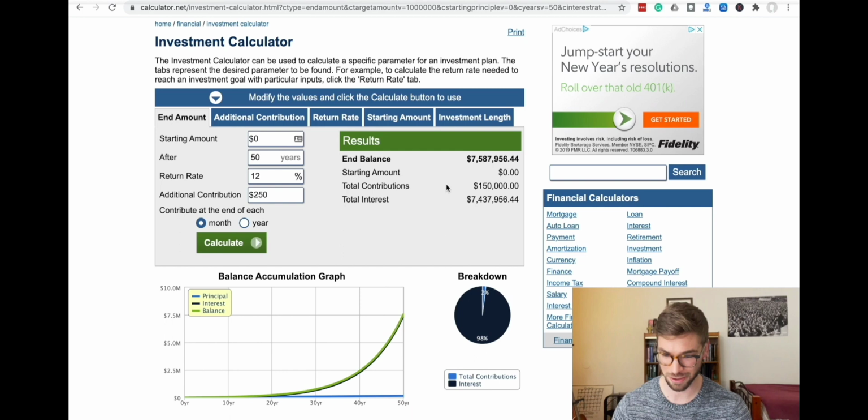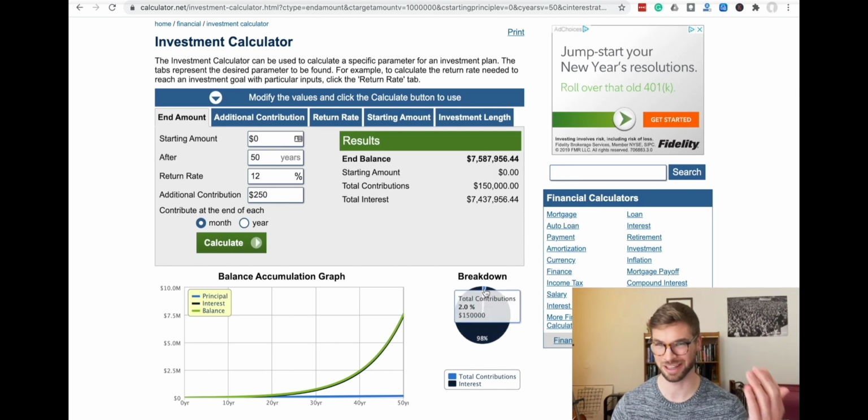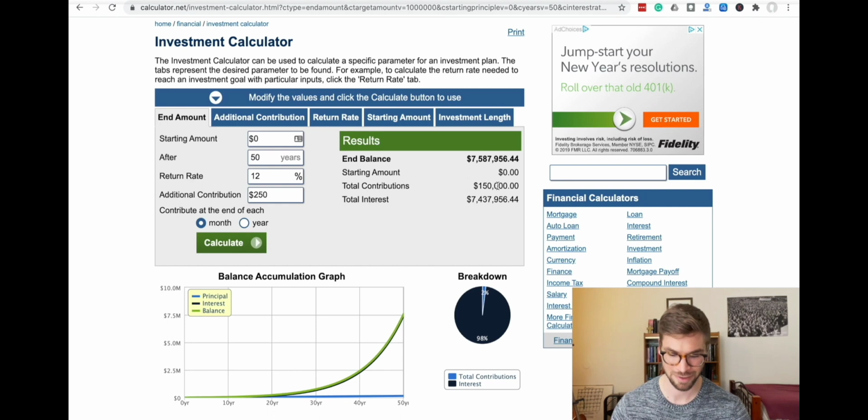So what you put into the account is only $150,000 throughout your whole lifetime. I mean, anybody can afford that. What you end up with is $7.5 million. Oh my goodness. What? And the total interest that you earn is 98%, and the contribution that you actually have to pay into the investment throughout the years is $150,000. Yeah. It's beautiful. It's amazing, the power of compounding interest.